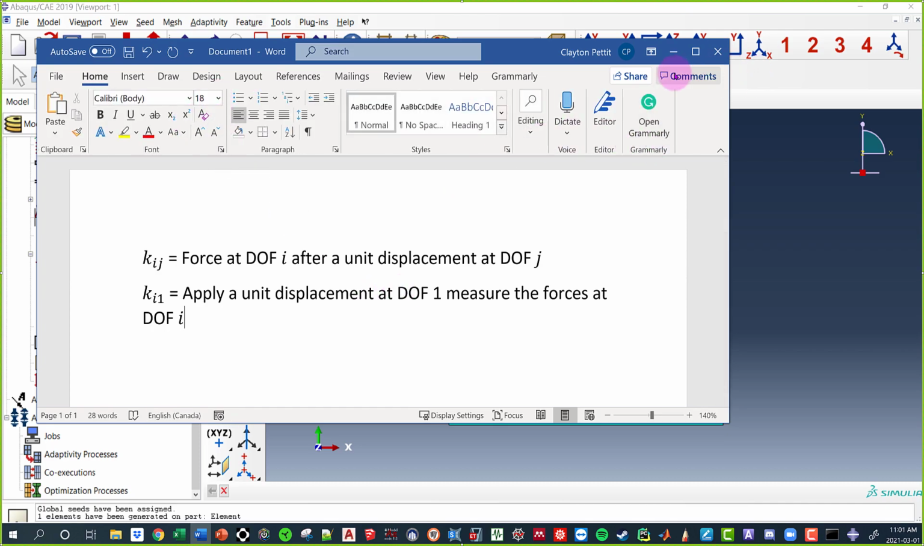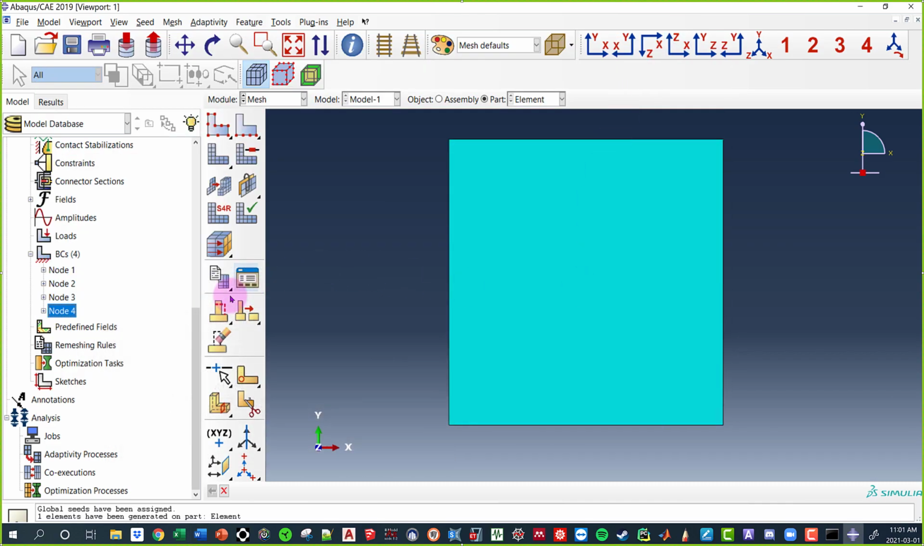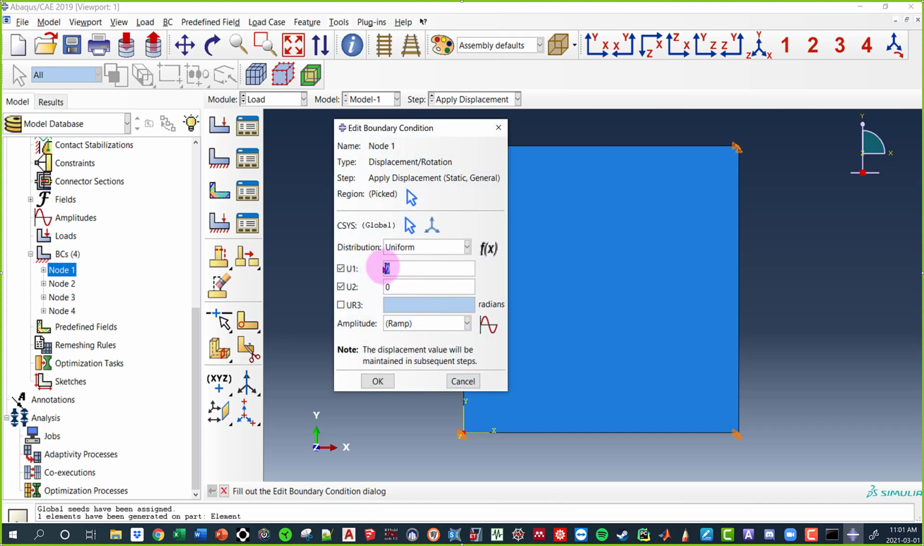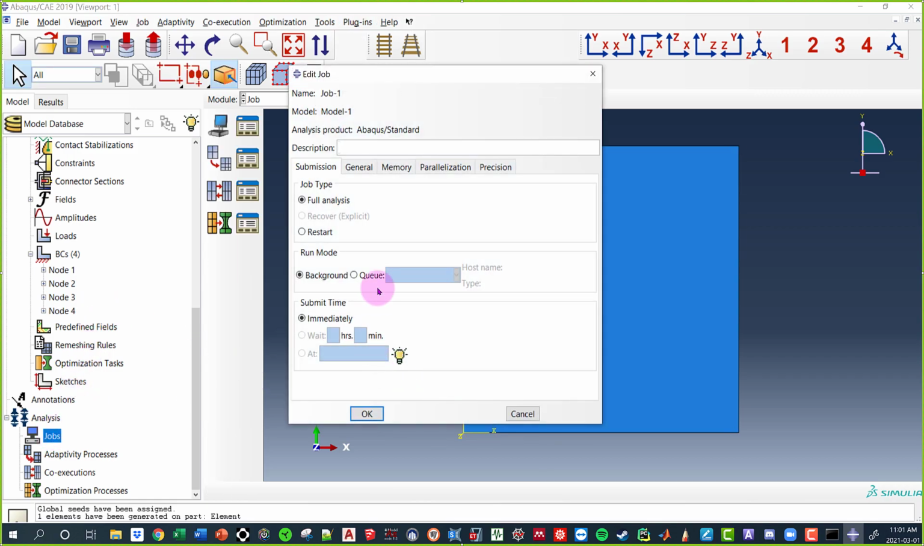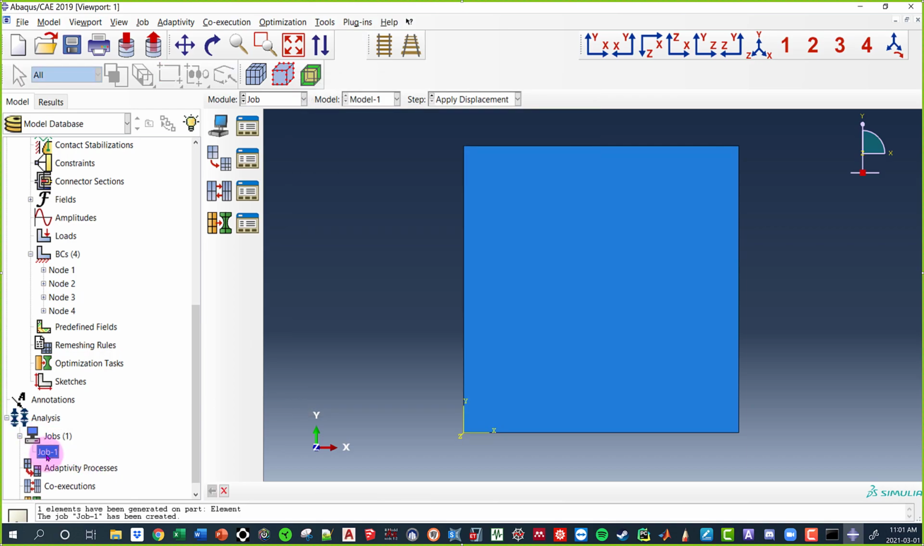So all I'm going to do here, if I want that first column, is have a unit displacement at DOF 1. So I'm going to come down here. DOF 1 is the horizontal displacement of my node 1. So I'm just going to edit node 1, and instead of having it 0, I'm going to put a unit displacement at node 1. So if I were to come down to my job and run it, it already exists, so this might lead to some errors. I might have to name it something unique, but we'll see.